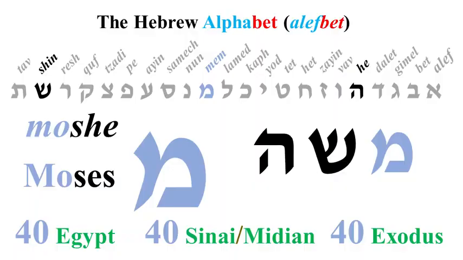So Moses, remember, 40, 40, and 40. He spent the first 40 years in Egypt, the next 40 years in the Sinai, in Midian, where he gets married and then goes up and sees the burning bush. And then he spends the last 40 years leading the people to the promised land.